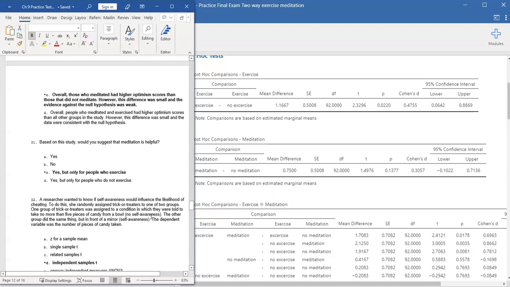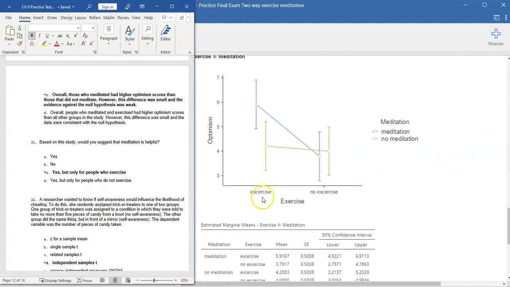So based on this, would you suggest that meditation is helpful? The best answer here is yes, but only for people who exercise. And again, this is an interpretation of that interaction. It doesn't look like meditation was helpful if you don't also exercise. But if you do exercise, meditation seems to be very helpful. So this is the best answer. You don't want to say, yes, it's helpful, because it's not helpful for everyone. Again, the interaction is really the best answer here.